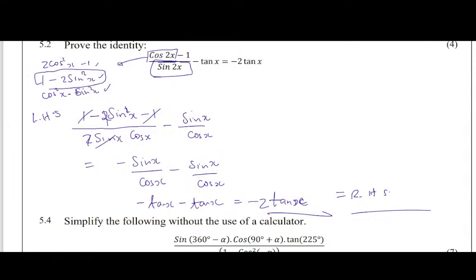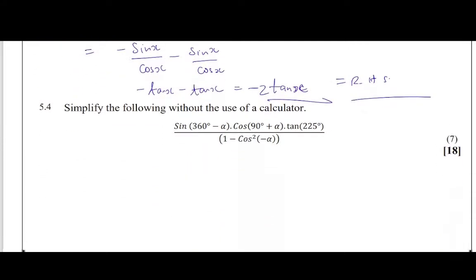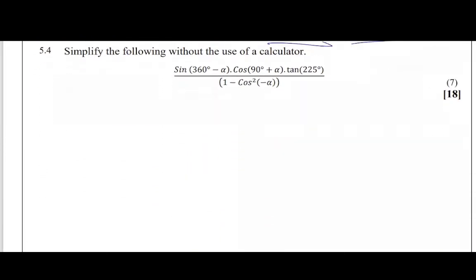If I look at 5.4, they want me to simplify without using a calculator. So with this, still it's a combination of reduction formulas and all of that. Okay, for 7 marks. Now with these ones with the alphas, we're gonna express them as reductions and stuff. And then with these ones with numbers like 225, then we just have to use the special triangles with those special ratios. Okay, let's see.